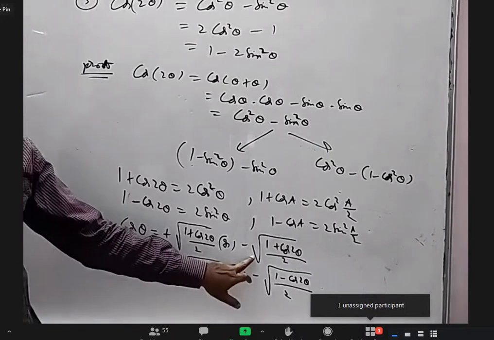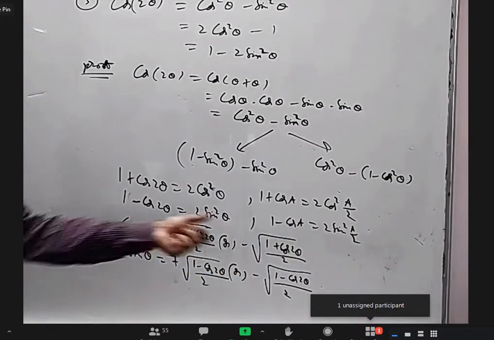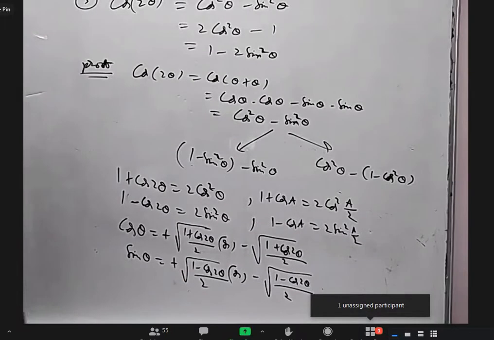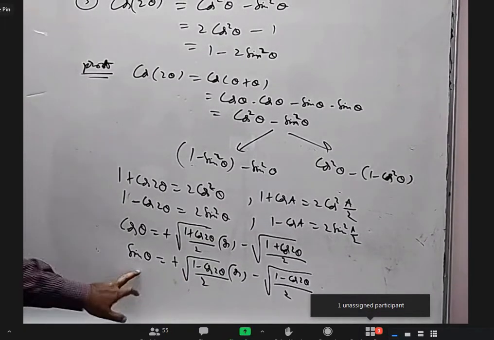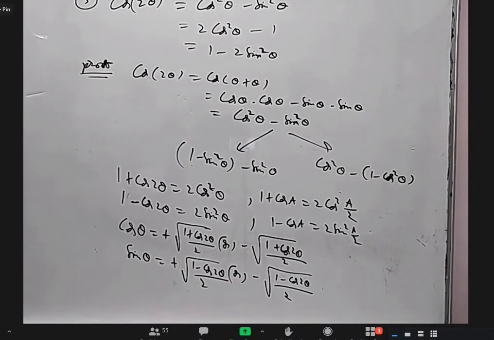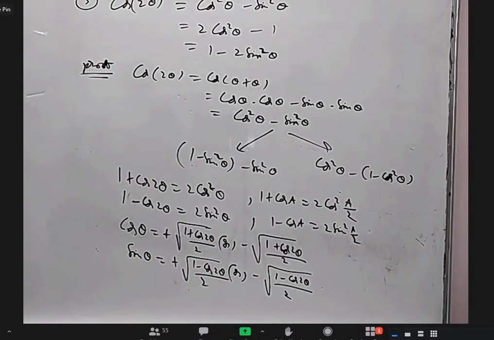Because the root of something is positive, but it's a minus, negative. So whenever cos is negative, there. If I take these two, first and second quadrant, sin theta should be positive. For these two, sin theta should be negative, means third and fourth quadrant. Yes.